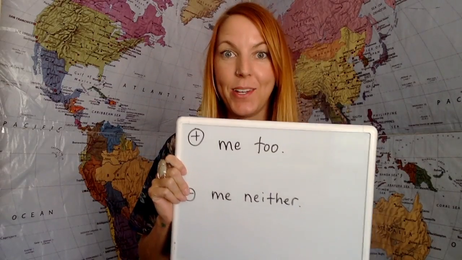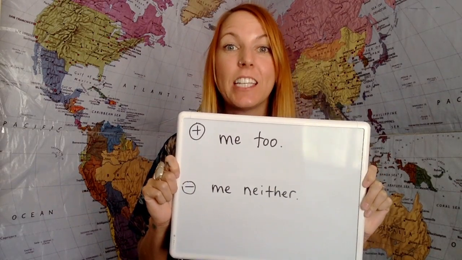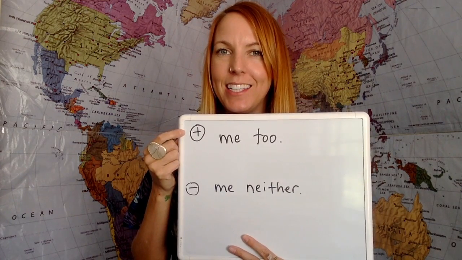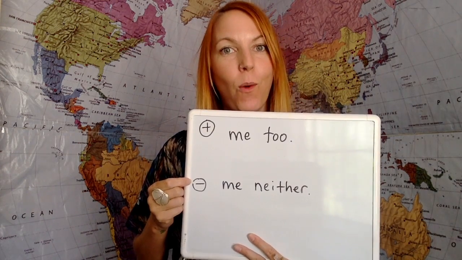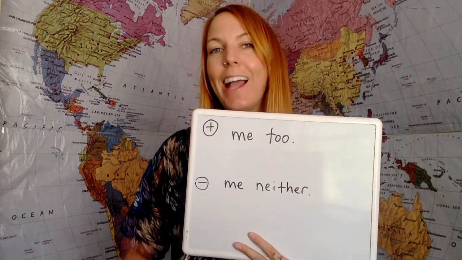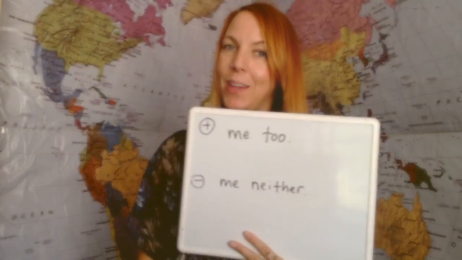A final quick note, if you want to add an addition that's even shorter, you can use me too for positive sentences and me neither for negative sentences. I love teaching, me too. I don't like cold weather, me neither.